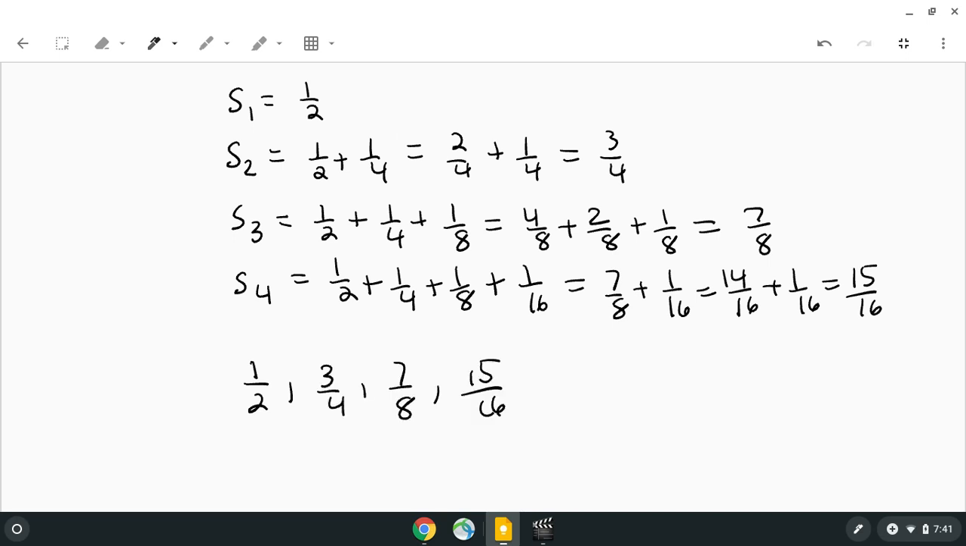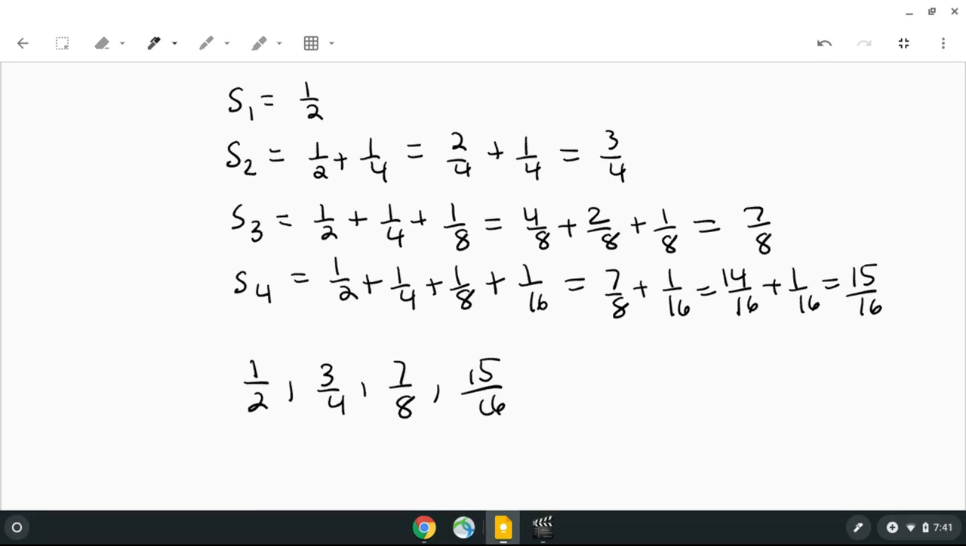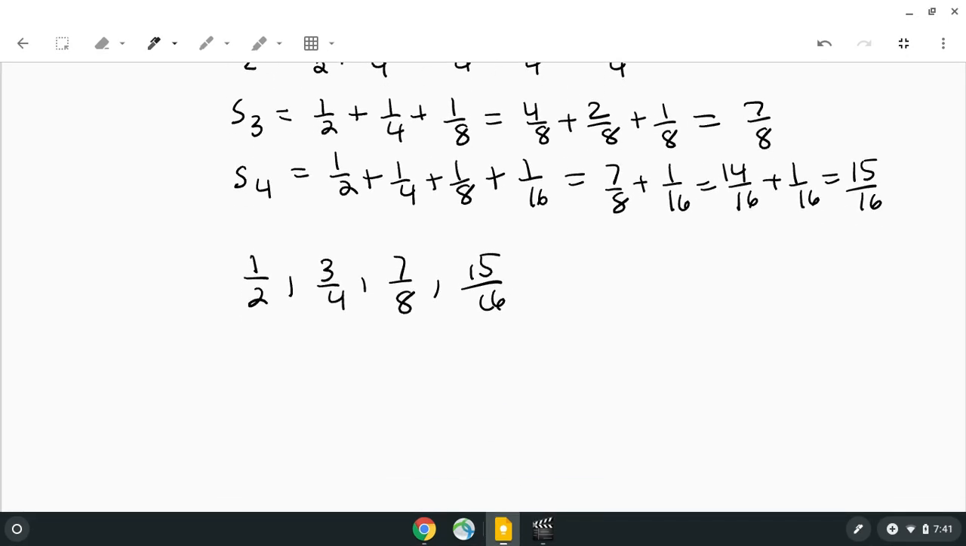1/2, 3/4, 7/8, 15 over 16. Okay, so here they want to know what the formula would be for the sums. So we're going to try to find that formula. This is like S1, this is S2, this is S3, and S4. So when we plug in 1, we get 1/2. When we plug in 2, we get 3/4, etc.